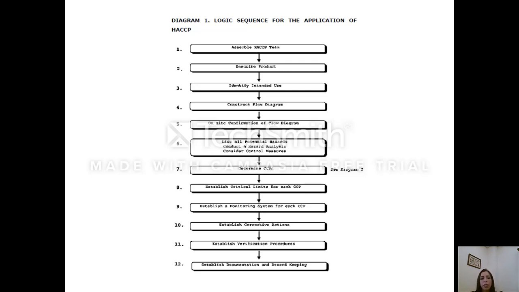Step number 8 is to establish critical limits for every single CCP. Step number 9 is to establish a monitoring system for the CCPs. Number 10, to establish corrective action. And 11, to put in place verification procedures, to end up with step number 12, to establish documentation and record keeping.